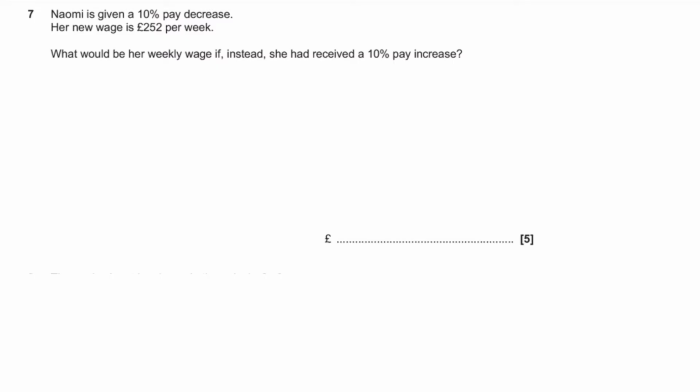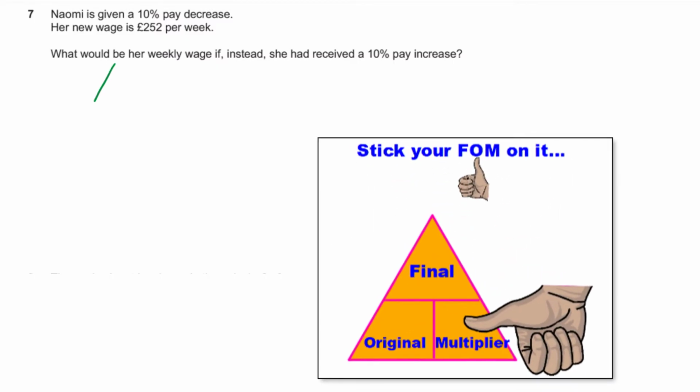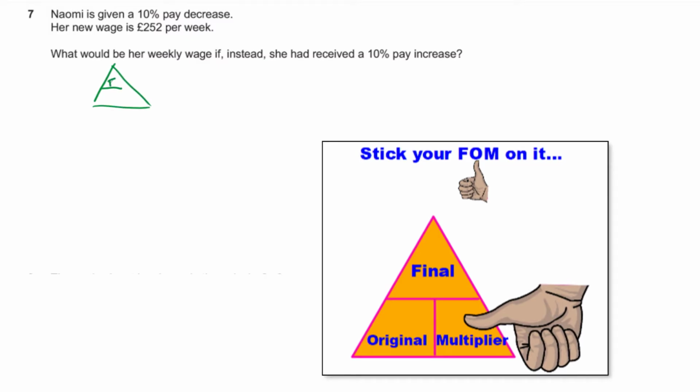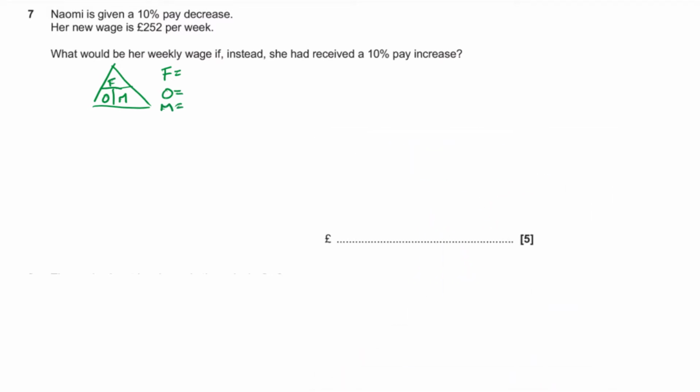Question 7. Naomi is given a 10% pay decrease. Her new wage is £252 per week. What would her weekly wage be if instead she had received a 10% pay increase? Okay. So I tend to do percentage change questions using this triangle. Final, original, multiplier. Just a way of remembering what you have to divide with what or multiply by what in these percentage questions. So I'm just going to work out what the final, the original and the multiplier is for the first part of the question, and then sub it in to my equation.